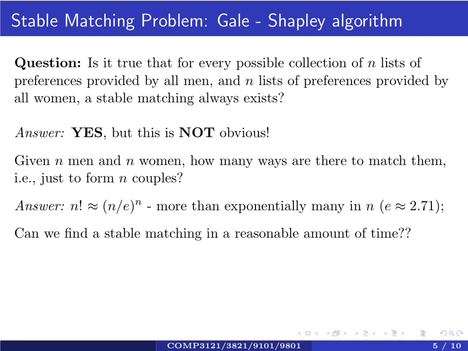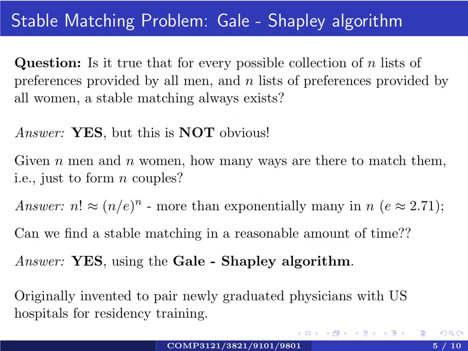So the question now is, can we find a stable matching in a reasonable amount of time? And the answer is yes, using the Gale-Shapley algorithm. Now, the algorithm was not invented for any dating agency needs, but in fact it was invented to pair newly graduated physicians in the United States with hospitals for residency training.